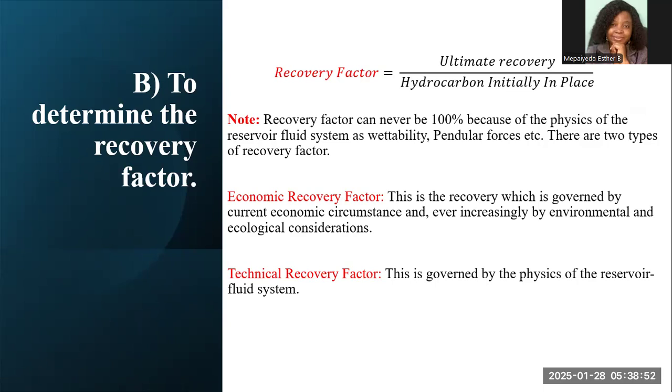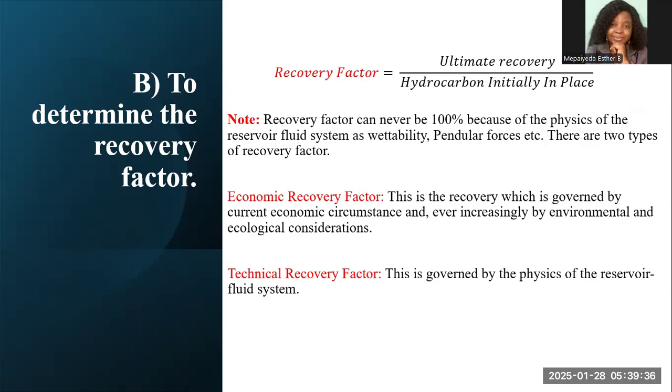So you have to be able to estimate the recovery factor based on the hydrocarbon initially in place and your ultimate recovery, and that gives your recovery factor, which exists between 1 and 10. So your recovery factor can never be 100%. That means it can never be 10. It will occur between 1 and 10. It can never be 100% because of the physics of the reservoir system, such as the forces which occur within your reservoir system, your wettability, your permeability. So the physics of the reservoir system makes it impossible for you to have a recovery factor which is 100%.